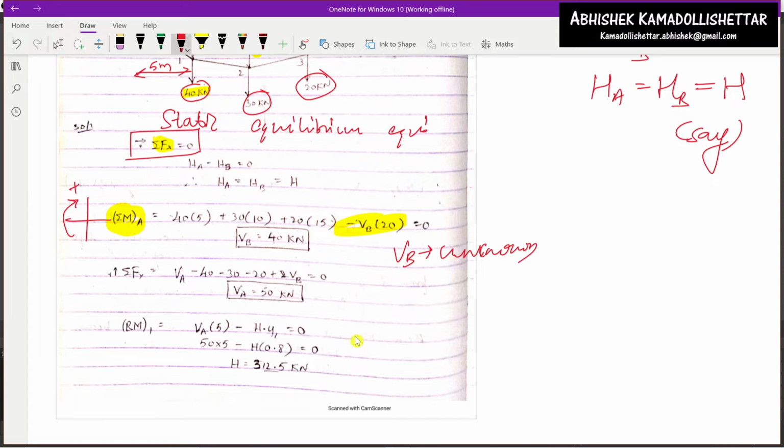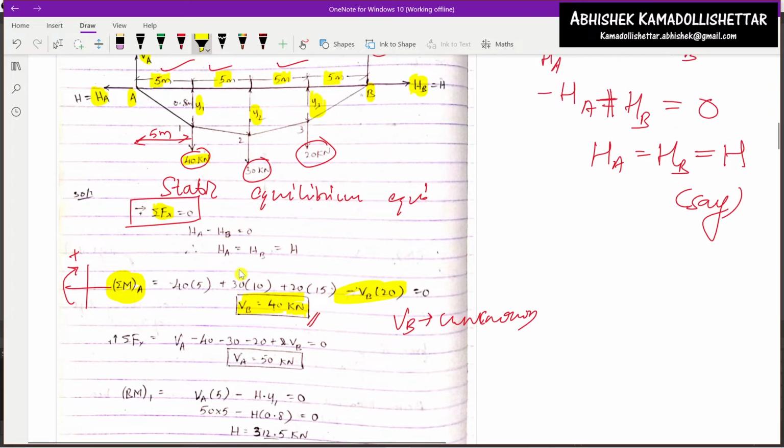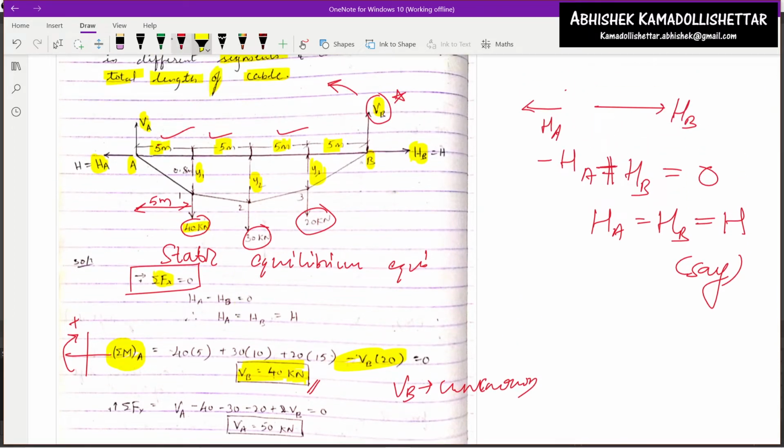So now what we do, VB is equal to 40 kilonewton, fine. Now let us take a summation of Fy. Let us take summation Fy is equal to 0. Summation of Fy, upward forces, is equal to 0.